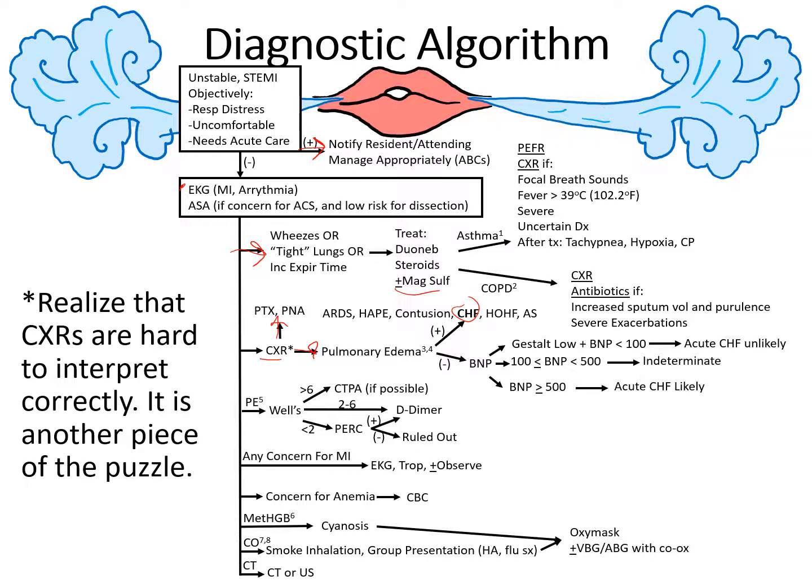Do realize that pulmonary edema on chest x-ray can be a delayed finding, and some patients chronically have evidence of pulmonary edema on chest x-ray, making the acute diagnosis of CHF difficult. BNP has been used to try and objectify the diagnosis. However, it has significant limitations that we can discuss later. In general, if your gestalt is low and the BNP is less than 100, CHF is unlikely. If it is over 500, then CHF is likely. Otherwise, it is indeterminate.